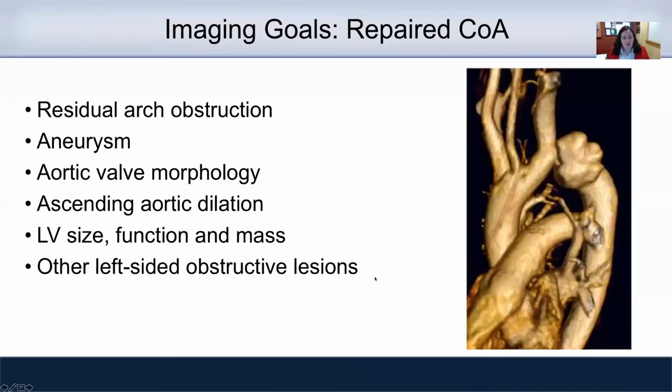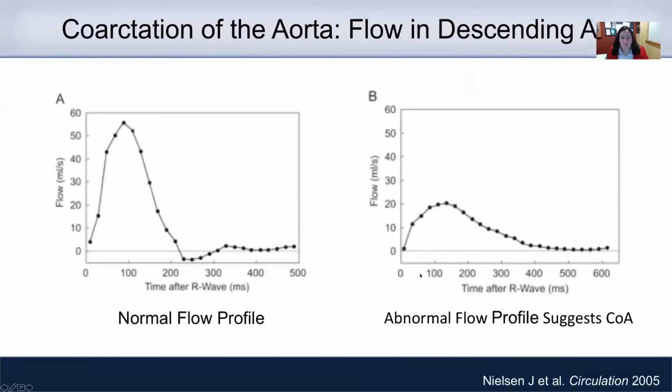Here's a list of imaging goals for coarctation, focusing on the arch, but also recognizing those other left-sided obstructive lesions, looking specifically at the aortic valve, recognizing that at least 50% of patients born with coarctation may also have a bicuspid aortic valve. That would lead to varying degrees of ascending aortic dilation. The increased afterload can cause havoc on the left ventricle, causing increased mass, and always evaluating for other obstructive lesions.